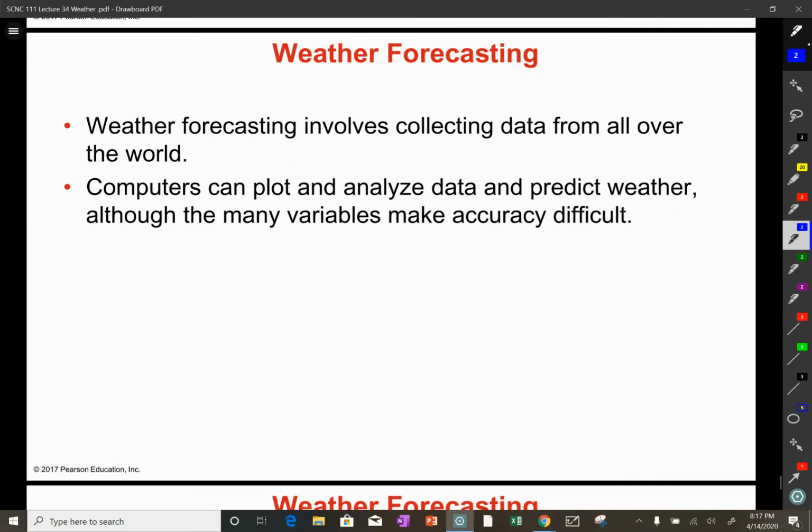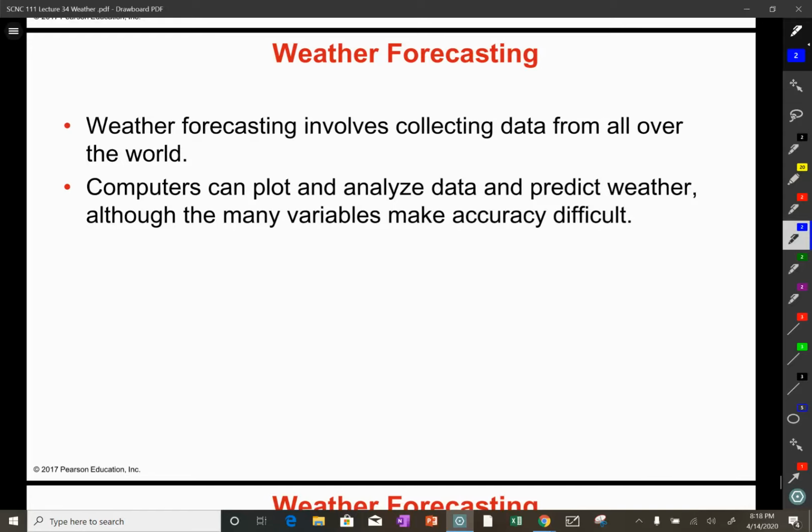So, weather forecasting. Are you going to be able to forecast weather based on this lecture? If you can, you're doing better than me. It involves collecting data from all over the world. You have to know what's happening hundreds and maybe even thousands of miles away so you can see how all of that air is going to interact and how it's going to affect you in 3 days.